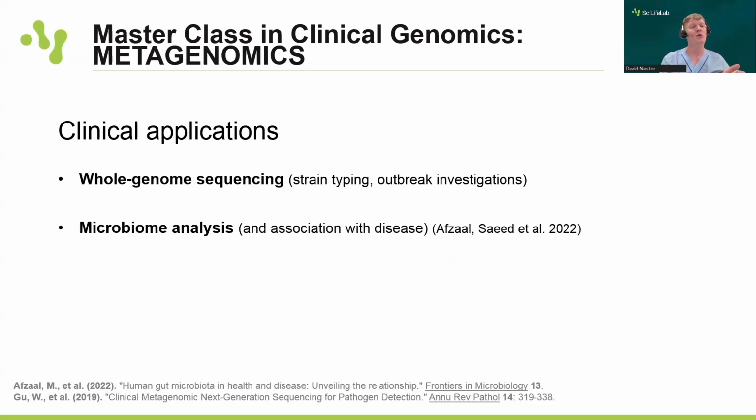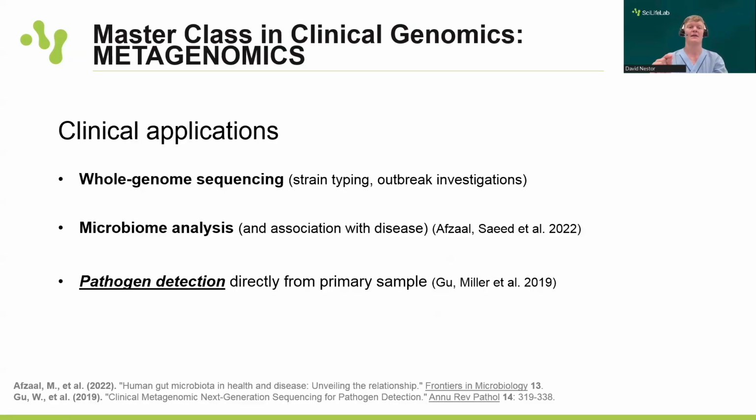Another application of metagenomics could be analysis of whole microbiomes and the association with disease. This is not used in clinical routine, but there's a lot of research in this area going on, looking at, for example, gut microbiota and its connection with different diseases. My main focus for this presentation will be to use metagenomics for pathogen detection directly from primary sample. There have been a lot of expectations for using metagenomics for this purpose, as it has the possibility to detect any organism present in the sample.